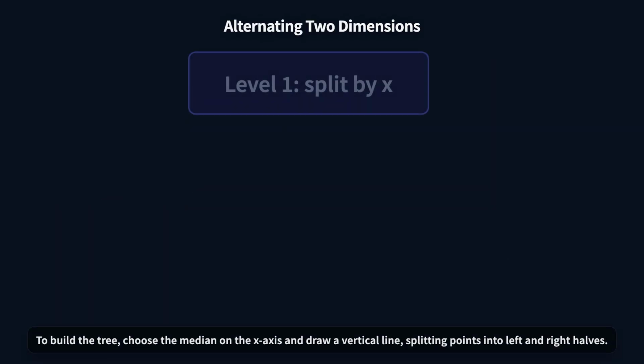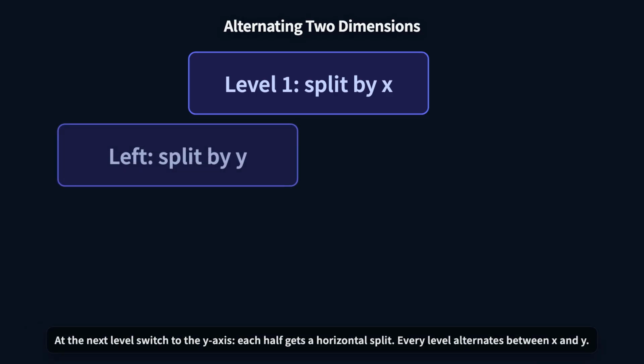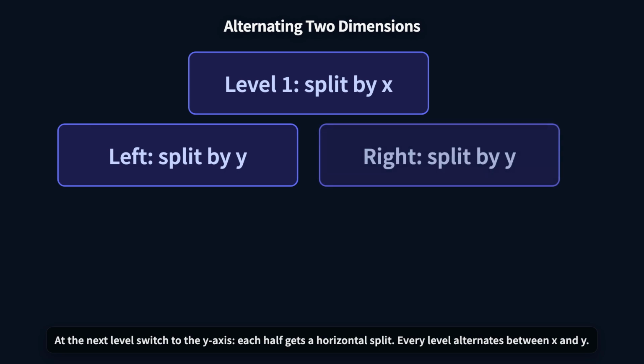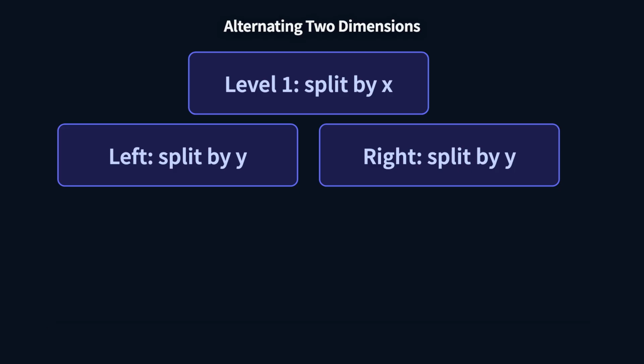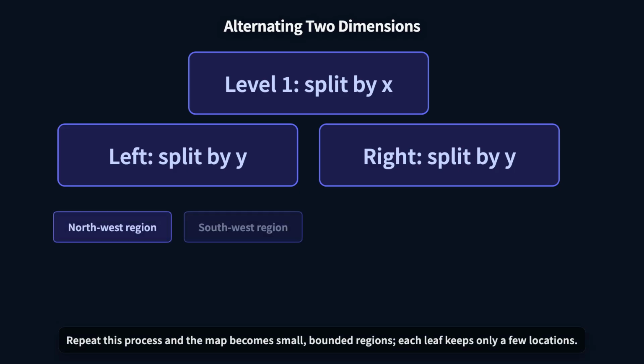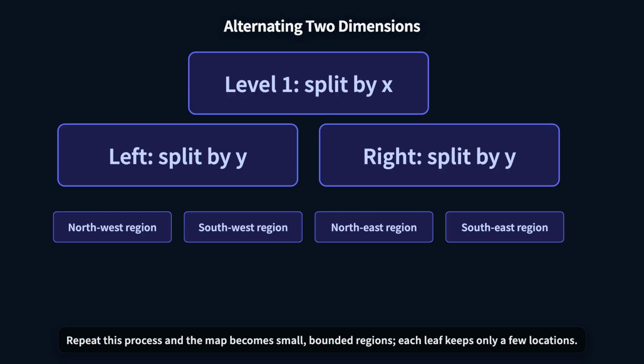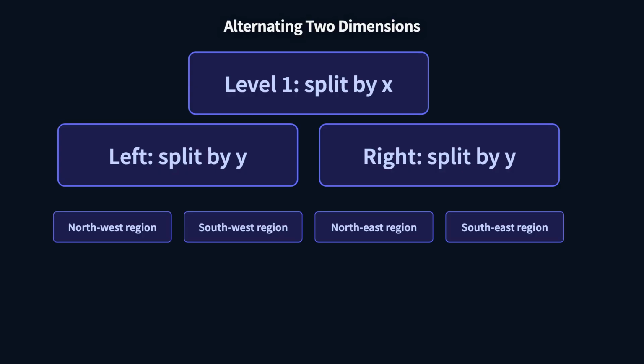To build the tree, choose the median on the x-axis and draw a vertical line, splitting points into left and right halves. At the next level, switch to the y-axis. Each half gets a horizontal split. Every level alternates between x and y. Repeat this process, and the map becomes small, bounded regions. Each leaf keeps only a few locations.